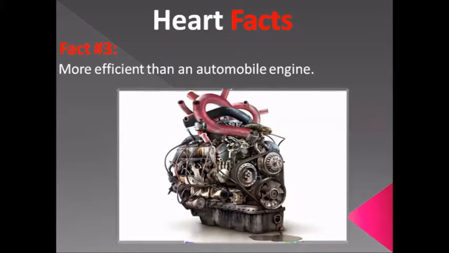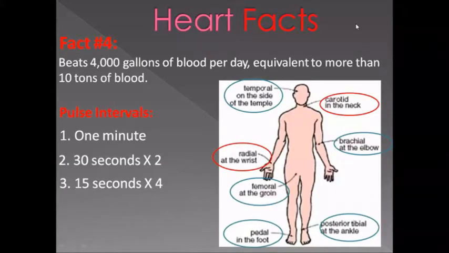Fact number 3, it is more efficient than an automobile engine because your heart can transform one half of its fuel into energy. Fact number 4, it pumps 4,000 gallons of blood per day, equivalent to more than 10 tons of blood. For pulse intervals, you can get the whole 1 minute or 60 seconds, or you can get 30 seconds, then multiply it by 2, or 15 seconds multiplied by 4, and the last one is 10 seconds multiplied by 6.